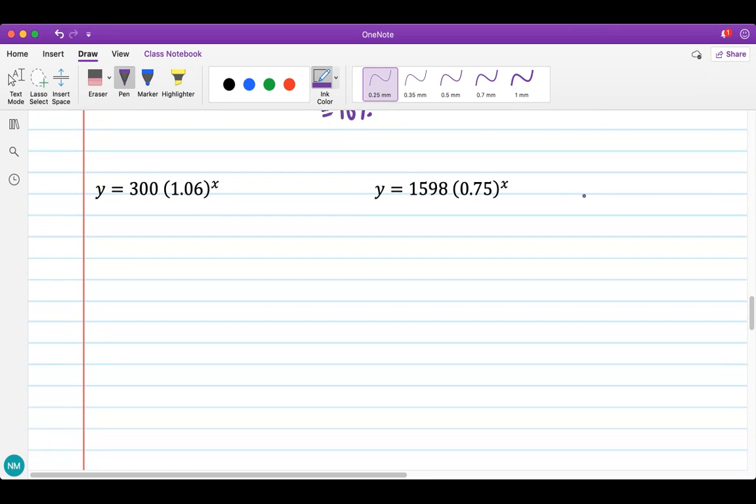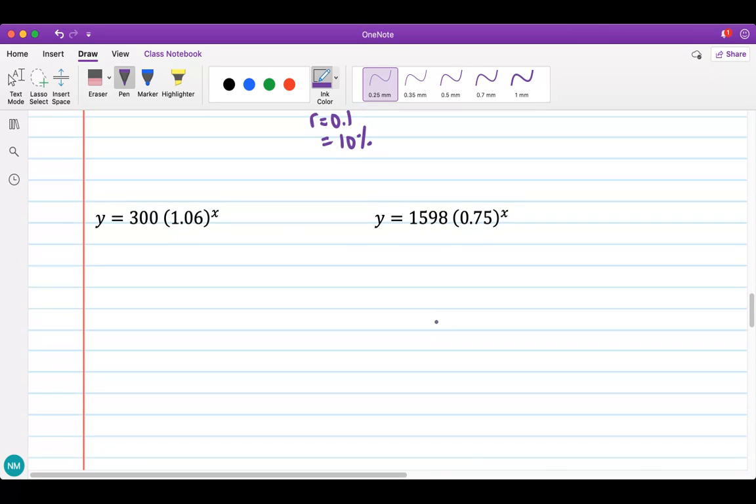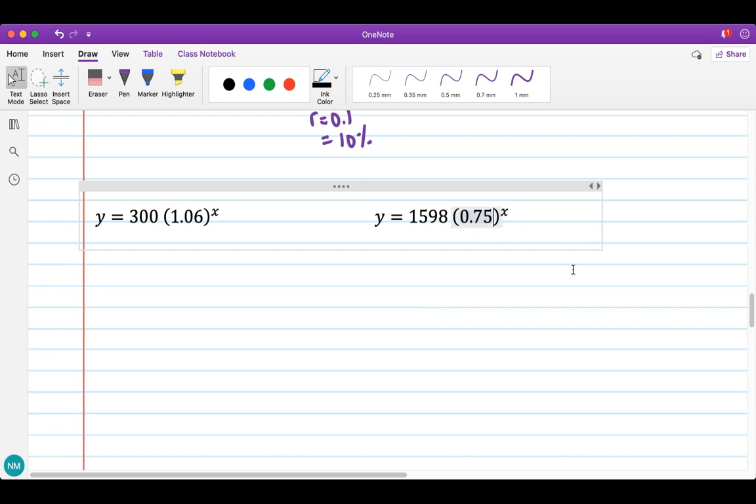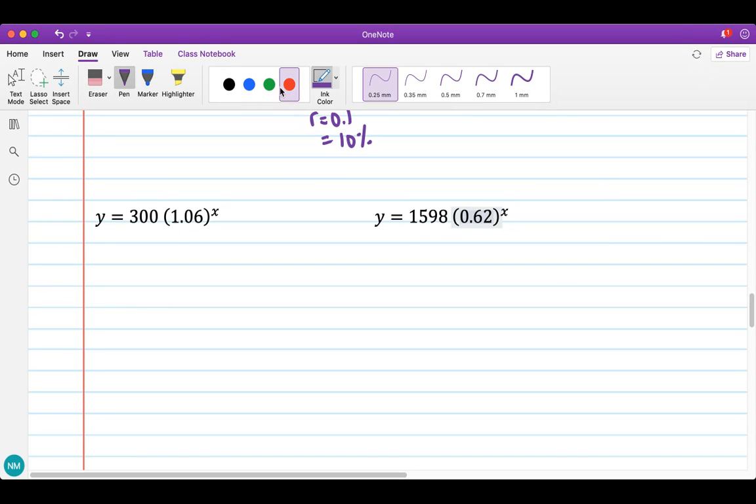All right, let's do these problems right here. We did 75, so let's do a different number. Let's do 62. Okay. So here, same concept that we've been dealing with, right? We have A, this is A, times B to the x. Y equals A times B to the x.